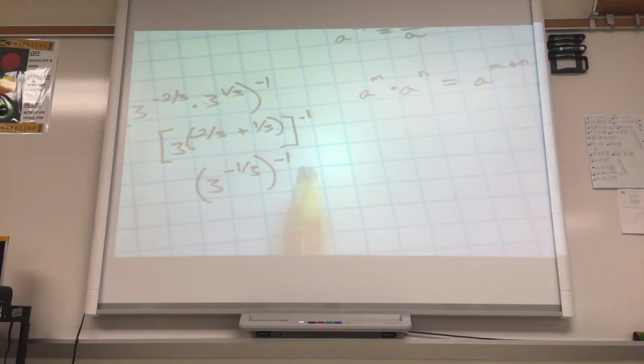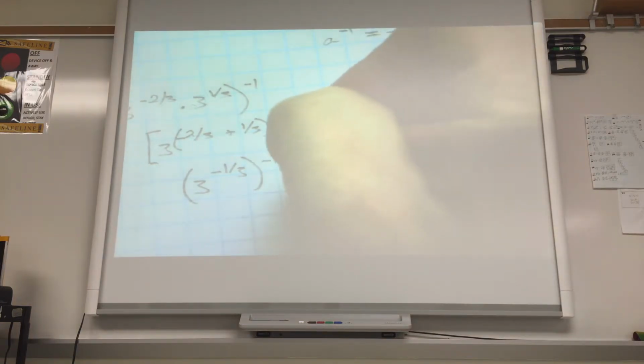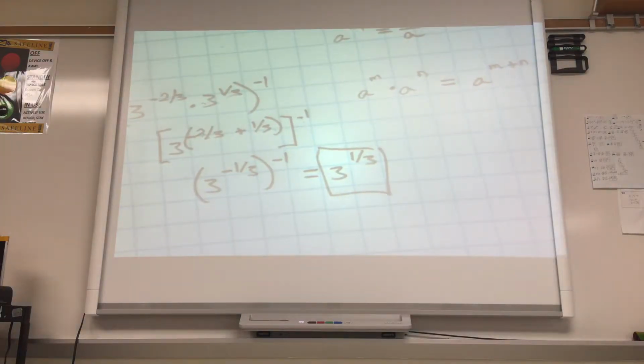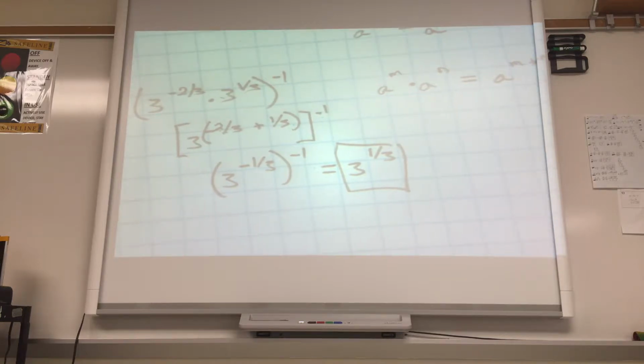And again, we keep using this rule, so you should pretty much memorize it. If you have a power to a power, you just multiply them together. So that's the same thing as 3 to the positive 1/3. Okay, so going on. Next one. Number 11.